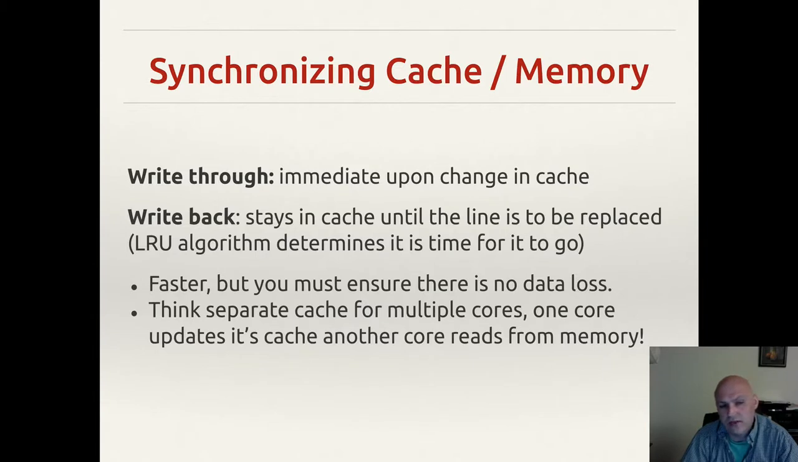So there's 2 ways to synchronize anytime you do an update to cache. There's write through, which means we're immediately going to change in memory whatever we need to because we've updated a change in cache. And then there's write back, where it will stay in cache until the line actually gets marked to be replaced, or it is required by another CPU. Now, we're not going to go into the depths of that, but let's just say that it does require a bit more hardware to maintain this.